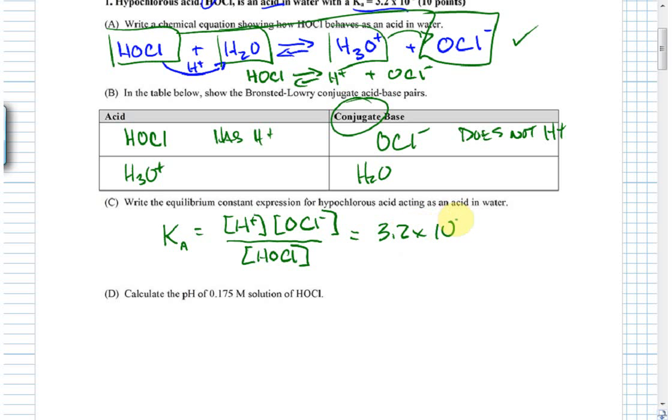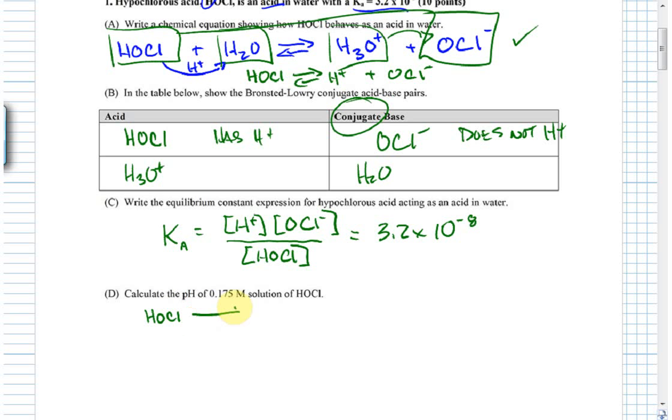All right, great. Again, small equilibrium constant definitely tells us that when this reaction reaches equilibrium, we're not going to be producing a whole lot of hydrogen ion, we're not going to be producing a whole lot of OCl minus, but we will be producing some. The next part, calculate the pH. So we need to find out what the hydrogen ion concentration is. We're going to set up an ice table.